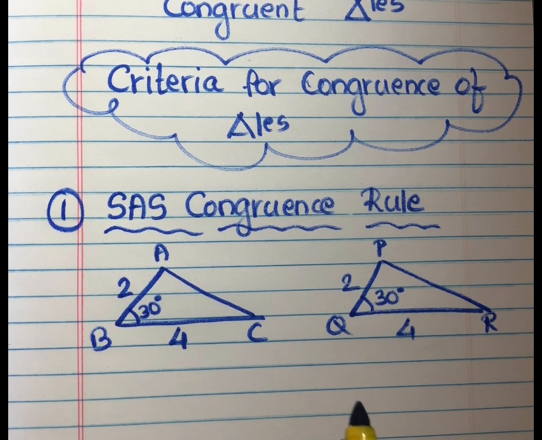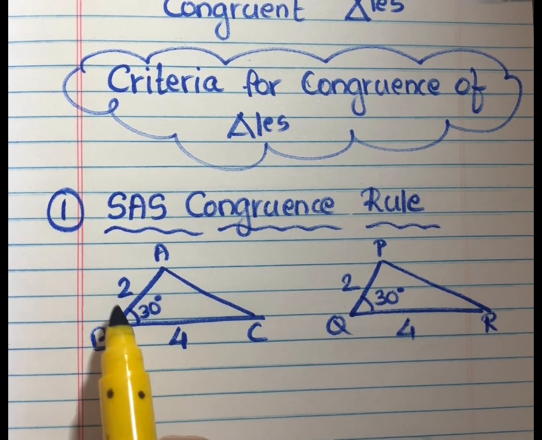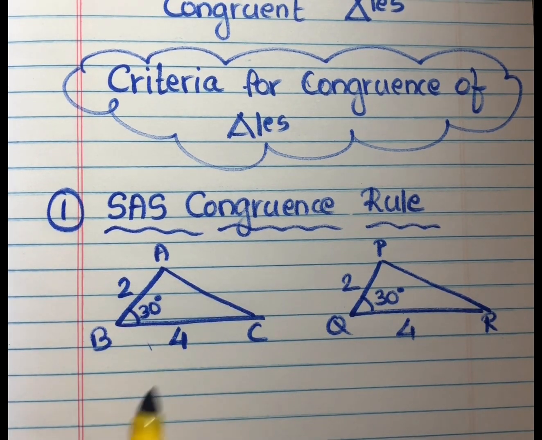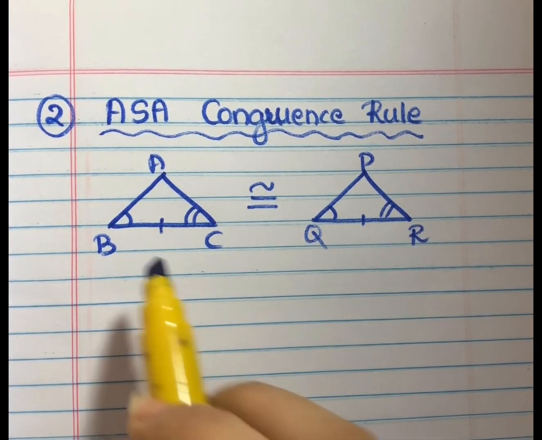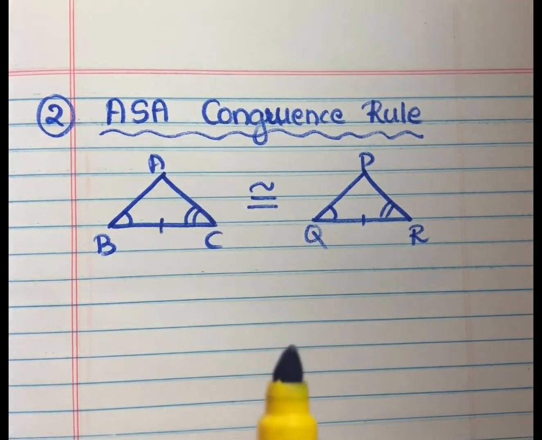Okay, so what are included angles? The angle between these two sides will be the included angle. So this is the SAS congruence rule, that is side, angle, side. So the next criteria is the ASA congruence rule. So what is ASA? Angle, side, angle.